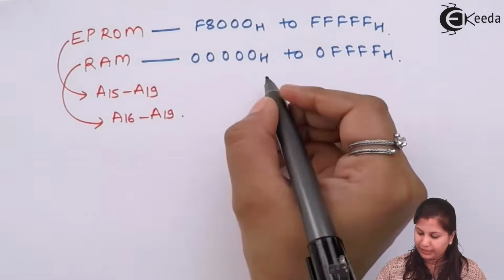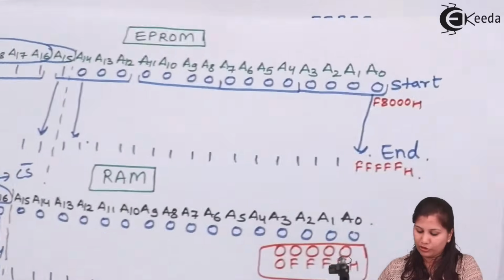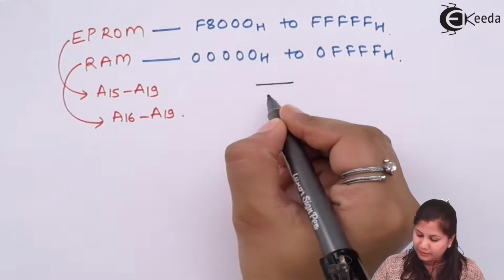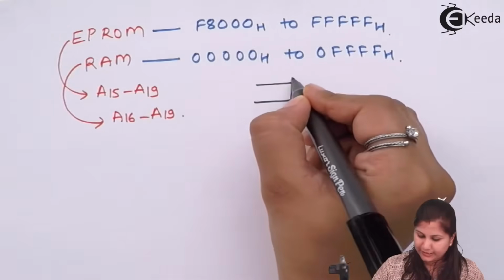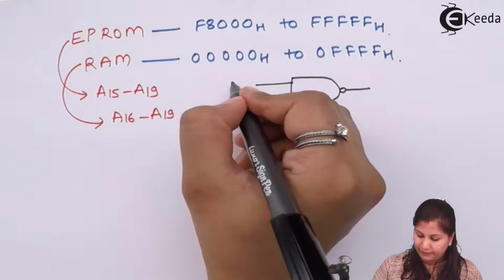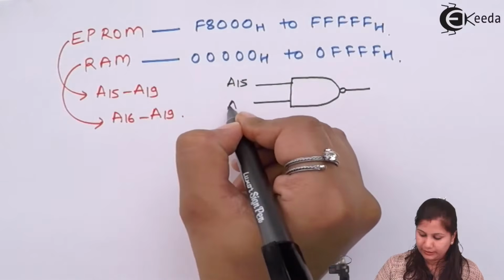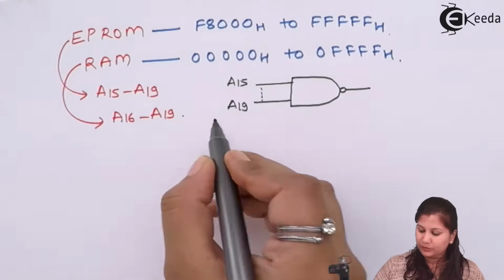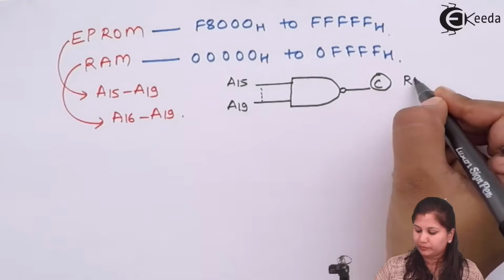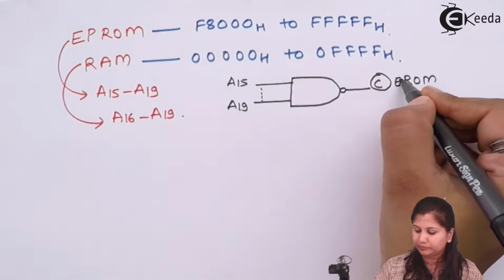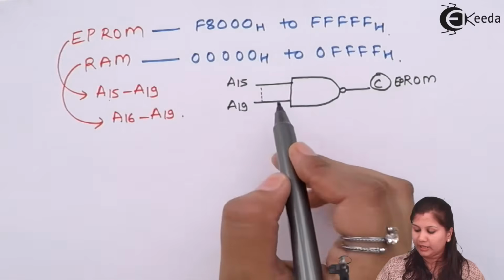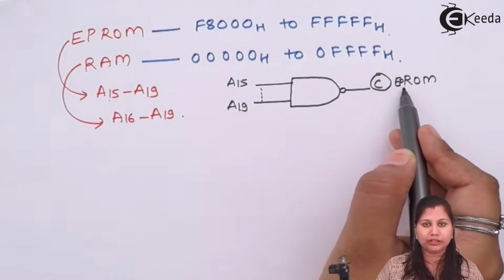So A15 to A19 they are kept at logic 1, constant logic 1. So we will give these A15 to A19 as an input to a NAND gate. A15 to A19. And this will form the chip select signal for the ROM, EPROM. Okay, for EPROM we have to use A15 to A19. This will form the chip select signal for the EPROM.